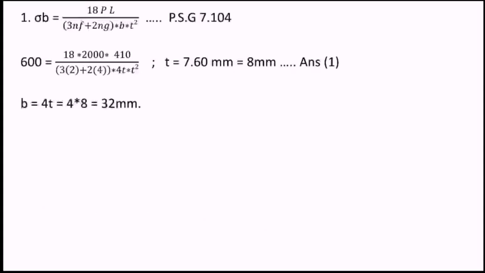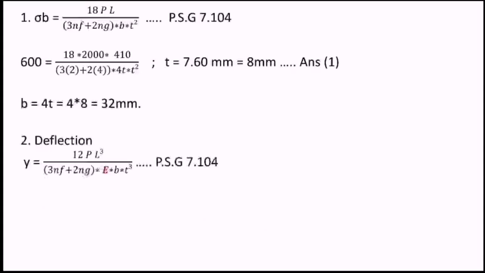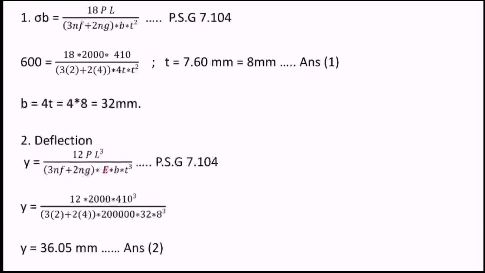Next step, we need to find out camber or deflection of the spring. So I will use a relation y is equal to 12PL cube divided by (3NF plus 2NG) multiplied by E multiplied by b multiplied by t cube. Please note that this relation on PSG 7.104 has some misprint. Young's modulus E is not printed in the formula. We have to include E in the formula of deflection. So this is the correct formula. Substituting the known values in this equation, I will get the answer for deflection as 36.05 mm.